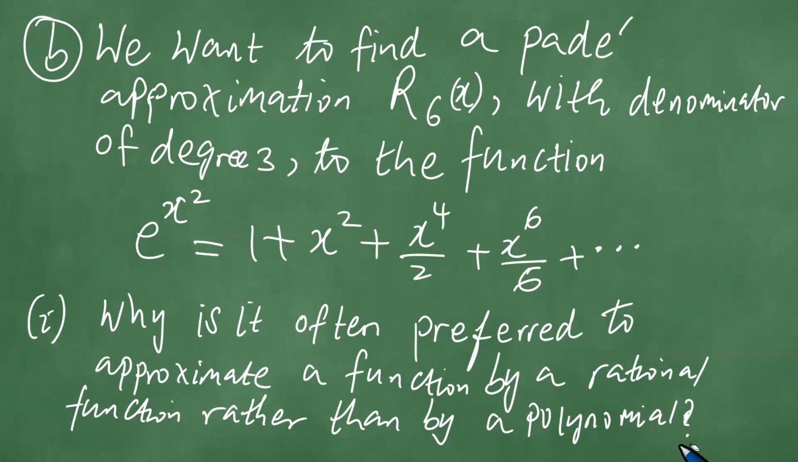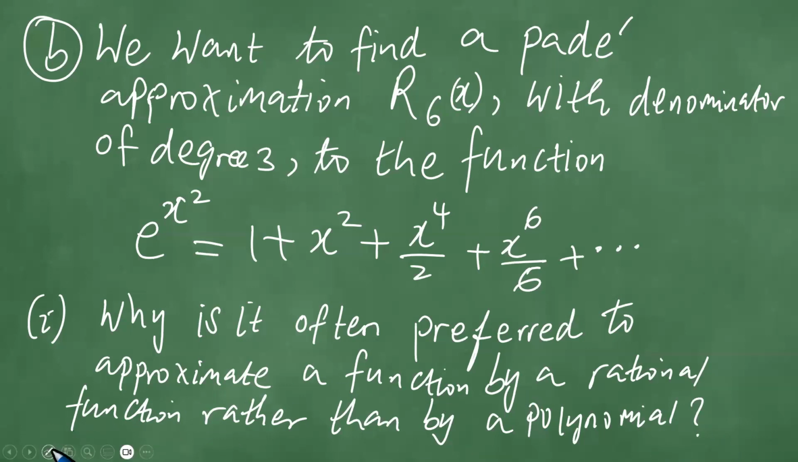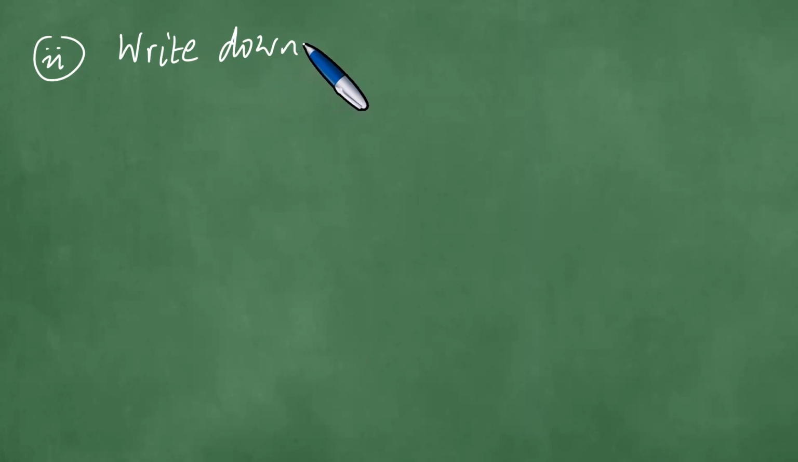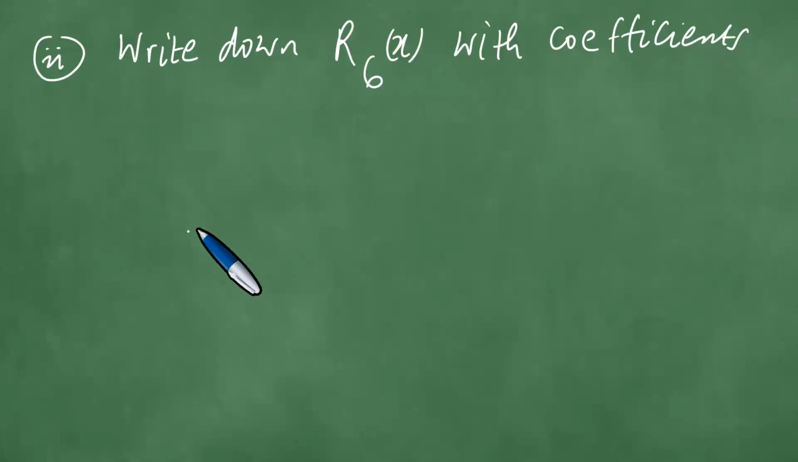Next point. Roman figure 2. Write down R6 of X with coefficients AI and BI.